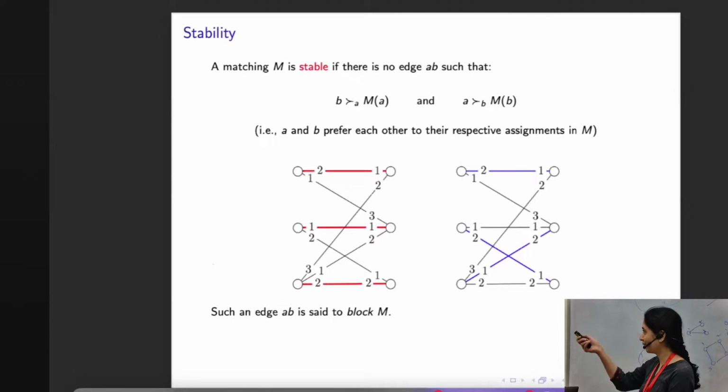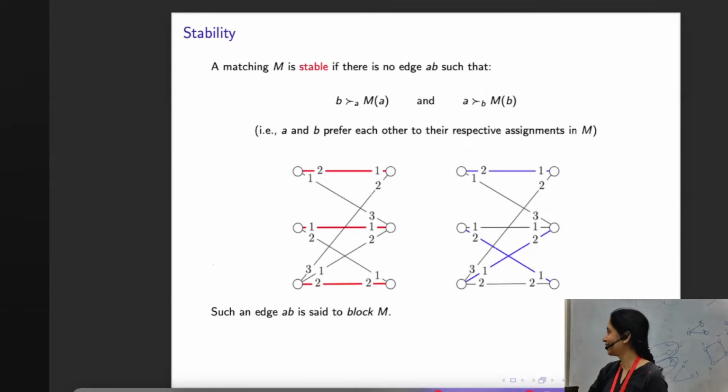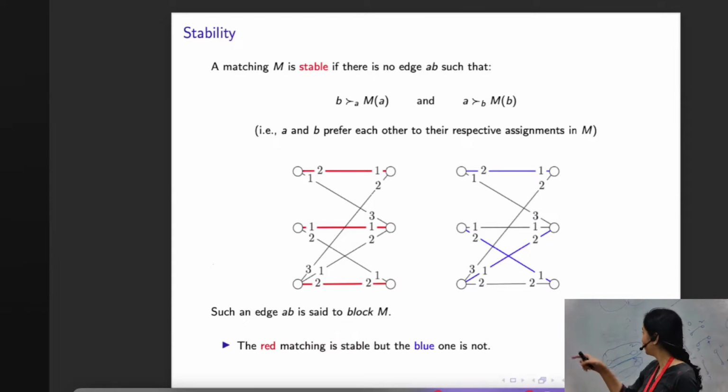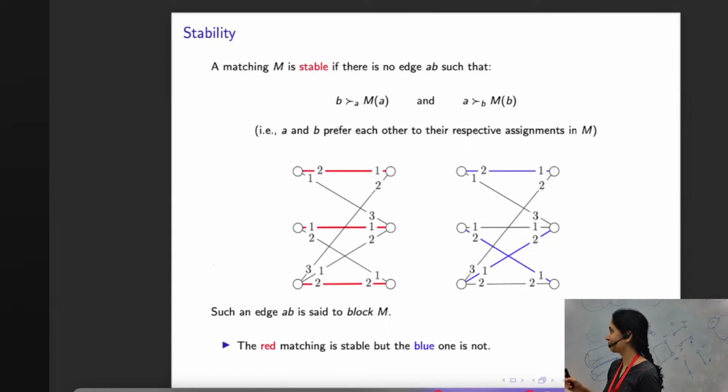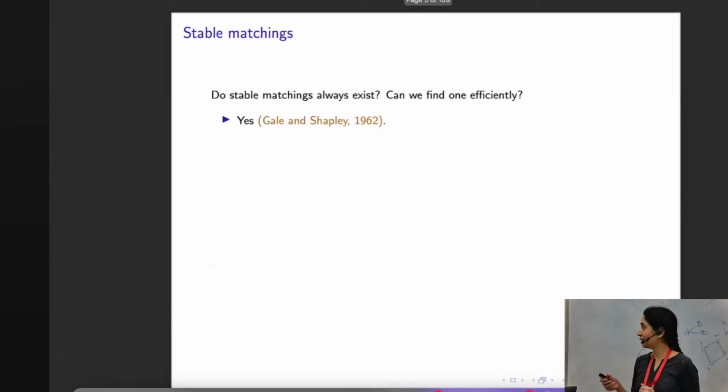So just for the sake of completeness, I had this definition of stable matchings. All of you are very familiar with it. So the red matching is stable, the blue one is not, because the edge between the two middle vertices blocks the matching. So is everything okay so far? And as we all know, stable matchings always exist. That's a famous result of Gale and Shapley from more than 60 years ago. And we can find one efficiently.